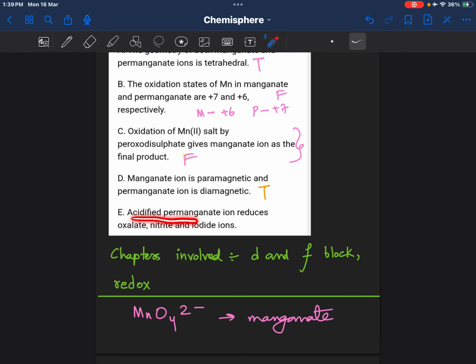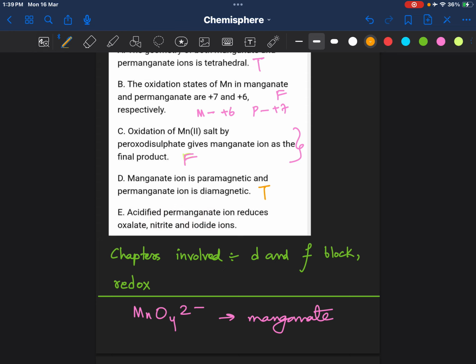Acidified permanganate reduces oxalate, nitrite and iodide. Guys, acidified permanganate is one of the most common and strongest oxidizing agents. Why will it reduce? At first instance, this is going to be false. It is a very strong oxidizing agent. It oxidizes oxalate into carbon dioxide, nitrite into nitrate, and iodide into iodine.